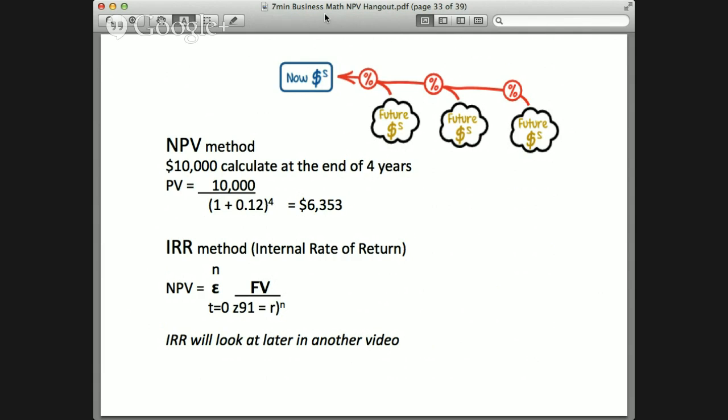Now, the internal rate of return, of course, is there for you as well. We're not going to cover that today. We are going to cover it later on, but it is an interesting one for you to look at. If you have some time to do some Google searching on it, it's a great idea to do that.